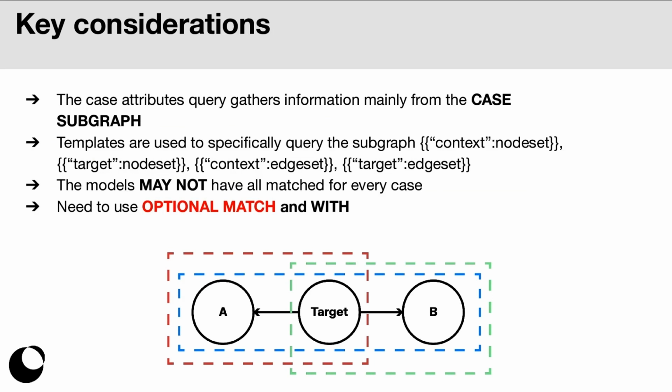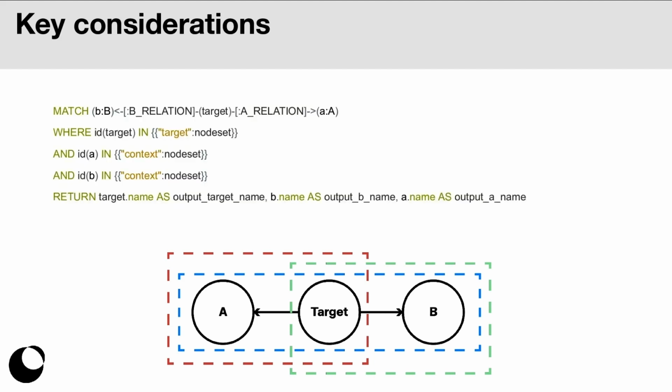And of course, don't forget to use the context node set and target node set to return all the nodes that are part of either the context or the target. And again, the same for the edges. So if you want the edges that are part of the subgraph of this case, you return the context edge set. It will be the list of IDs to compare the ID of your nodes with. And the target edge set will be all the edges that are set as a target. So you can see here that every time you want a node that is part of the target node set, you will compare its ID with this template.